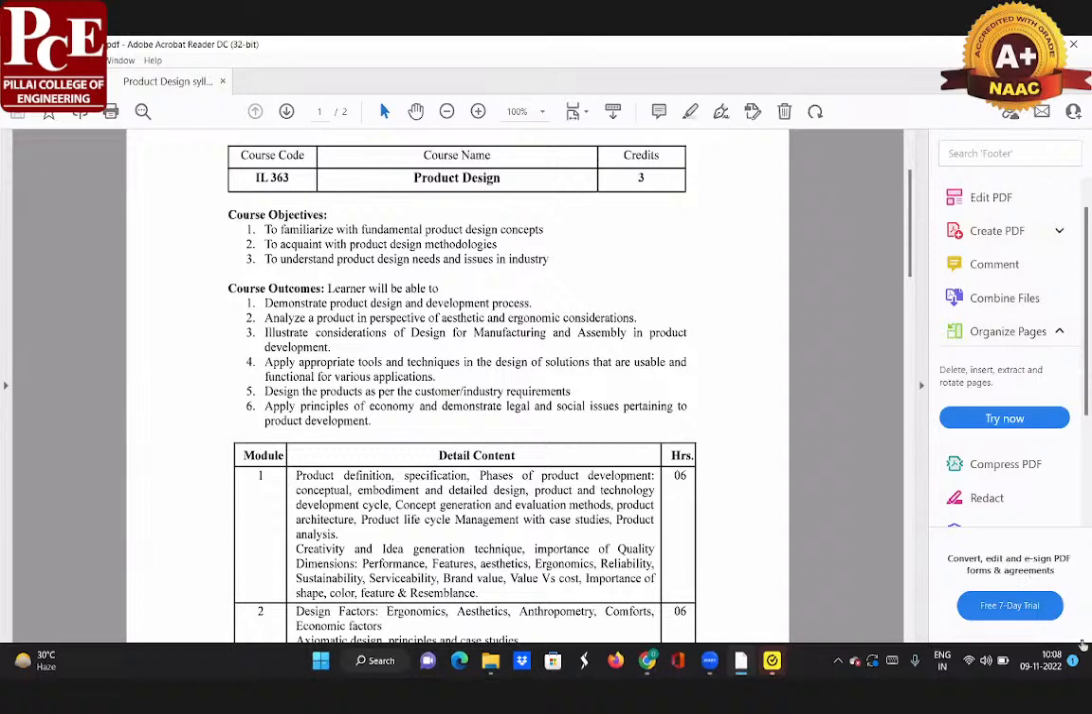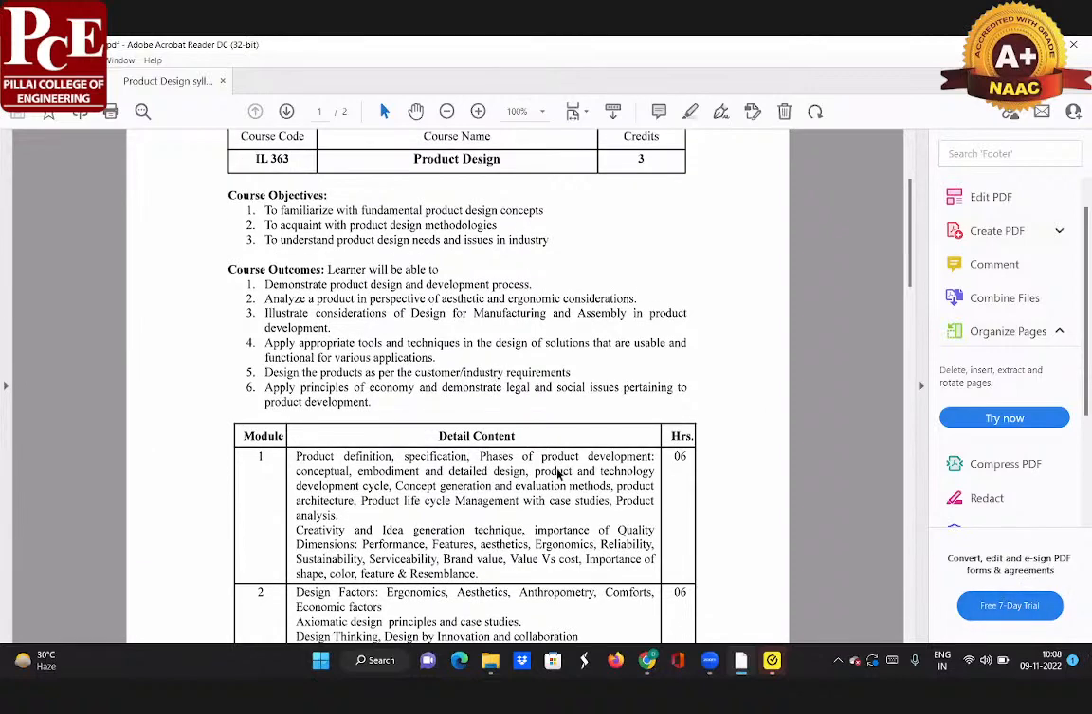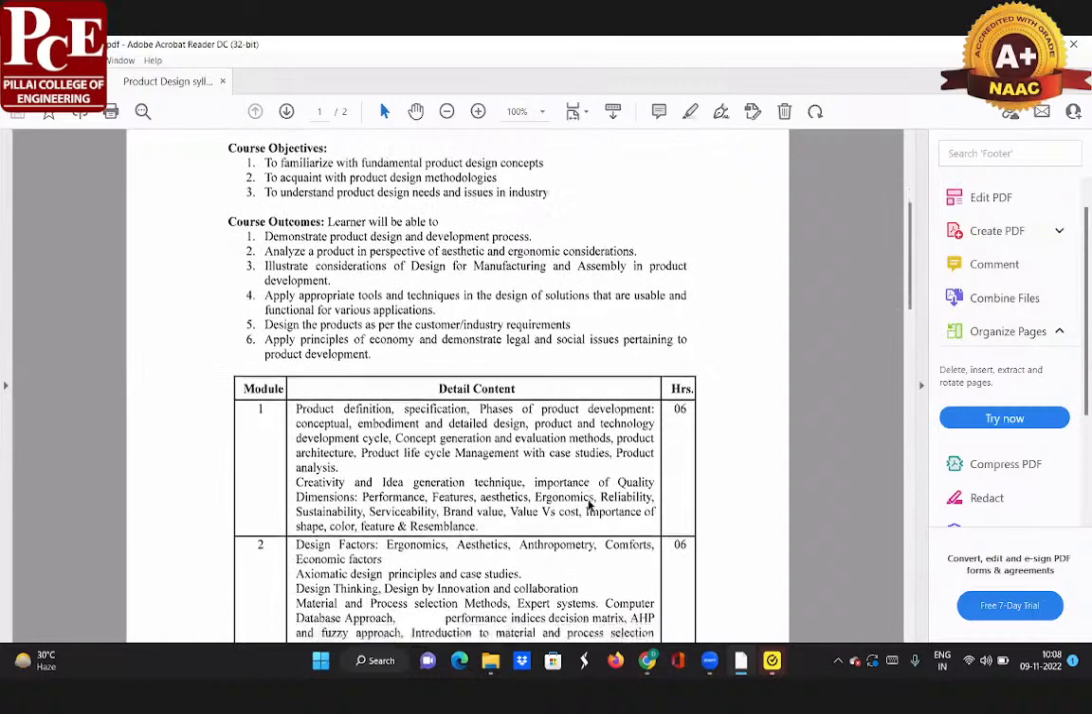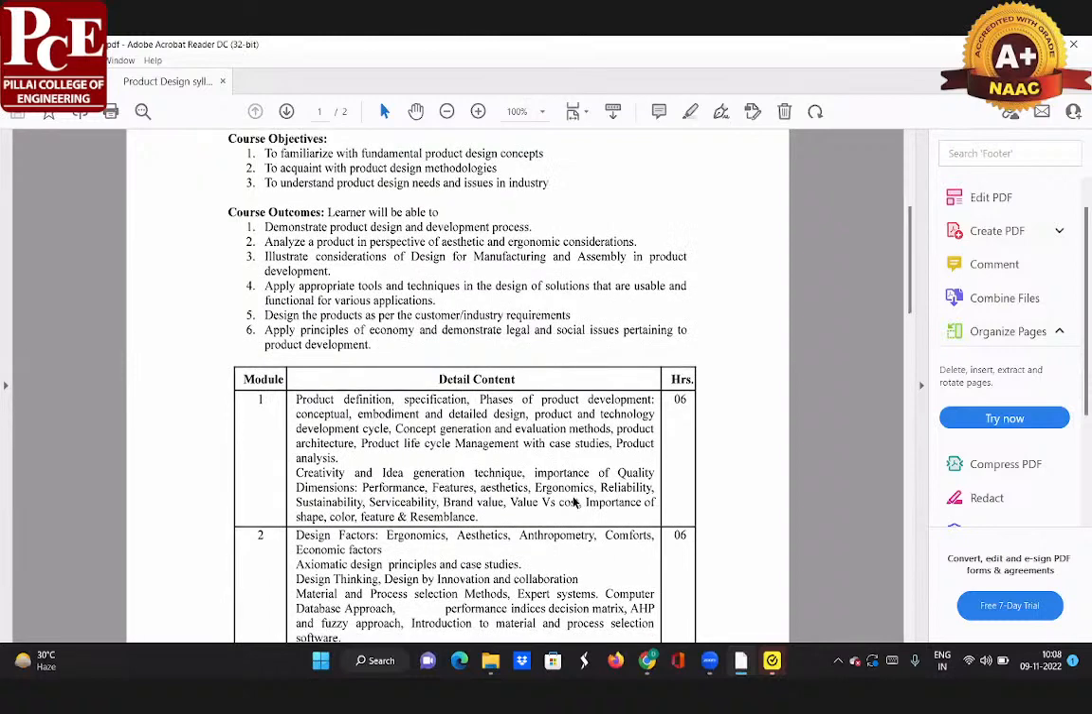So in the first module, as I mentioned, it's the definition of the product, like what is a product, and the product life cycle. There are different stages of the product life cycle. Then you will be learning the different product design stages, right from ideation to product ramping and production. Then different quality dimensions like performance, features, aesthetics, ergonomics. All that initial part of product design you would be learning in module 1.